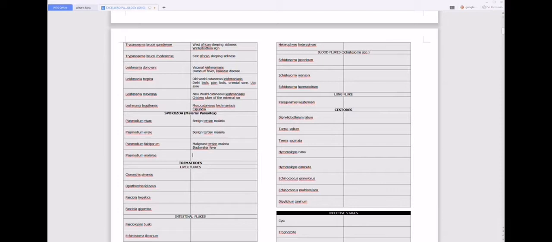So Plasmodium falciparum, blackwater fever, malignant tertian malaria.